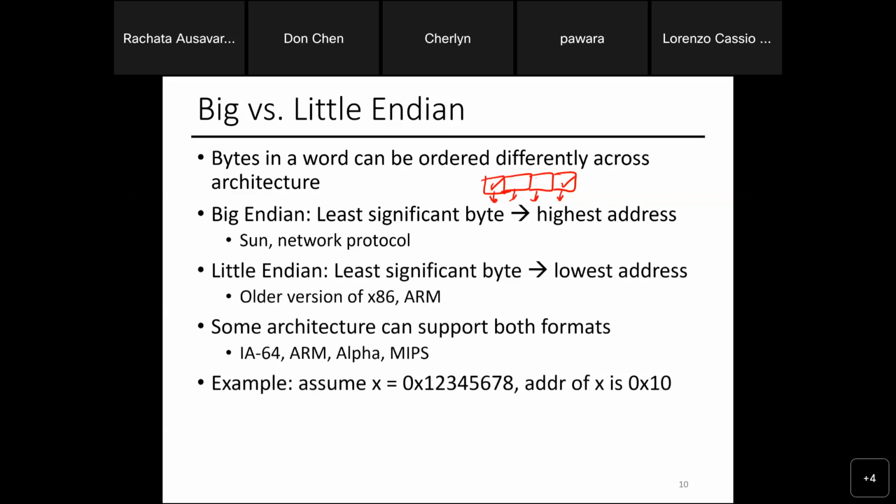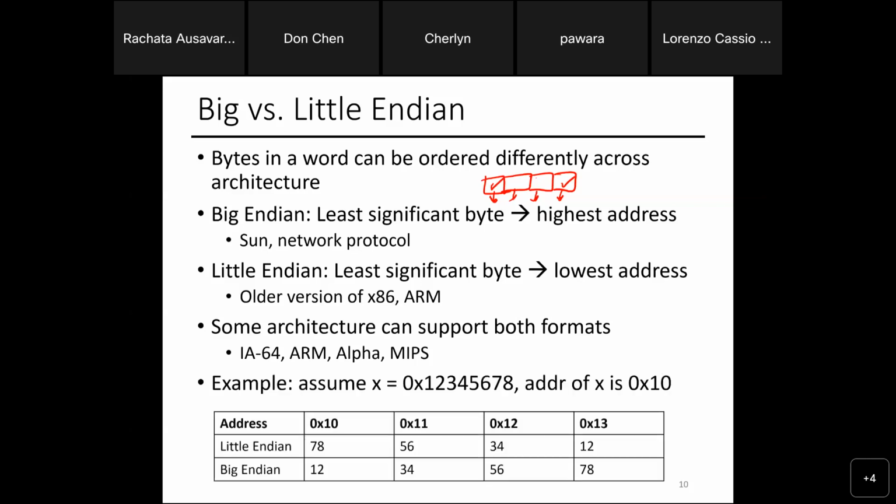Now some architectures like IA64 or ARM or Alpha will support both formats. Some architectures, like the older versions of your x86 Intel and AMD CPUs, only support little endian. Older versions of ARM also support just little endian. Network protocols go with big endian because that's when they were designed, and they have to make sure your internet still functions. All right. So here's an example.